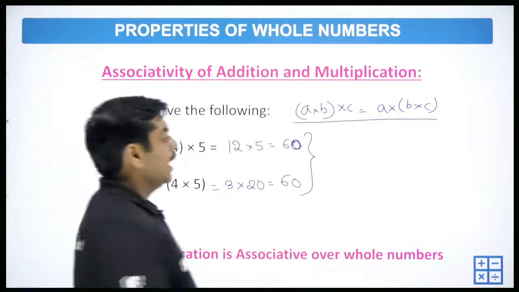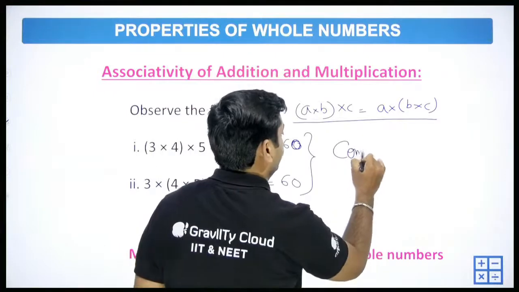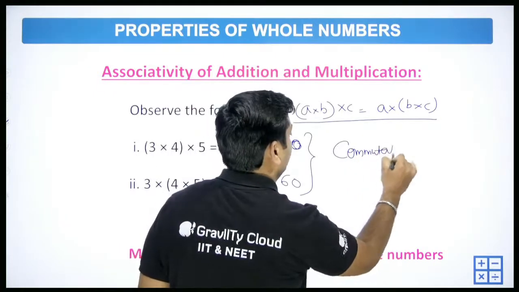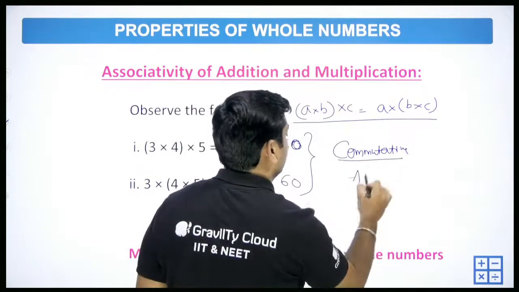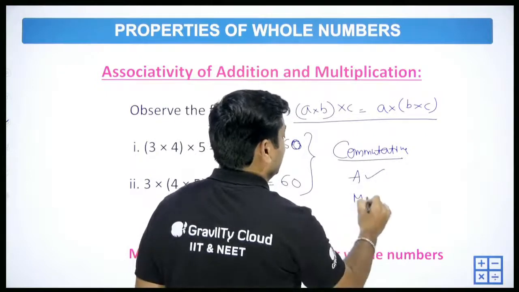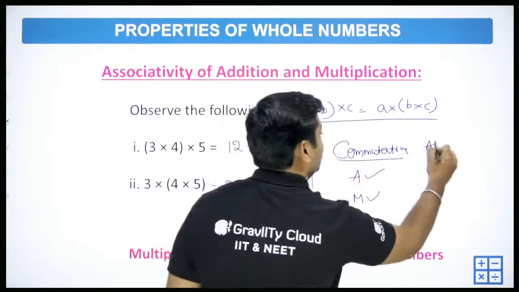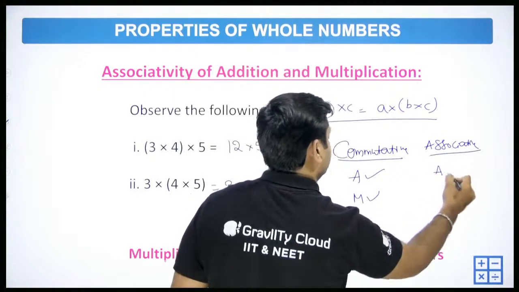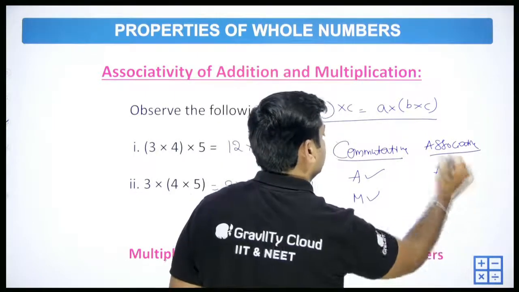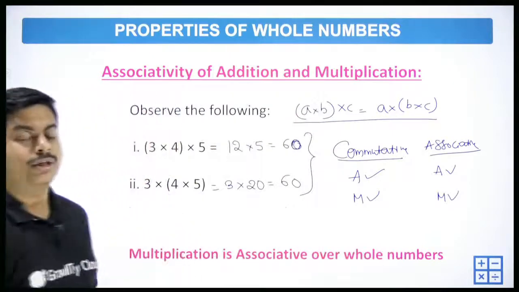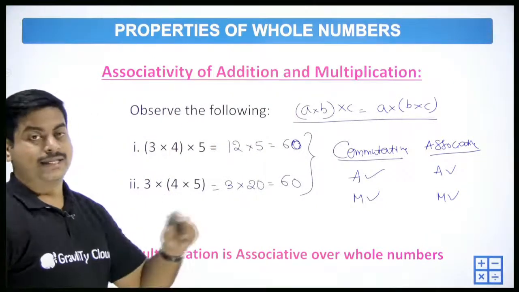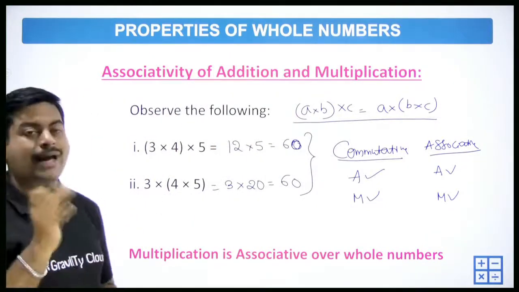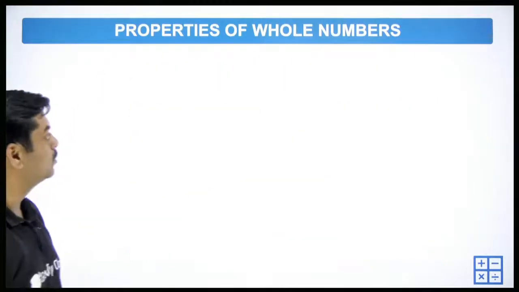Okay, so for commutative, addition is correct as well as multiplication. In the same way, for the associative property, addition as well as multiplication are valid, right? So we discussed two laws, commutative and associative. Let's move ahead to see the next one.